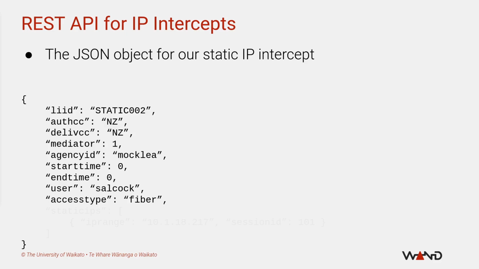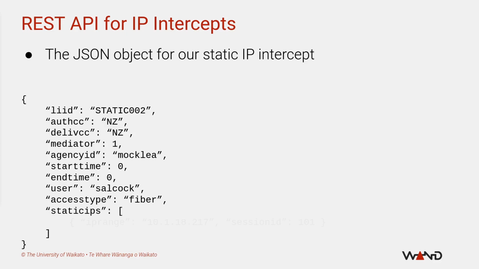The next new property is the access type, where you must specify the type of connection that you supply to the intercept target. There is a range of possible values that you can supply here, which are listed in the OpenLI documentation. For this example, our target has purchased a fiber optic connection from us, so we must set this property to have the value fiber.